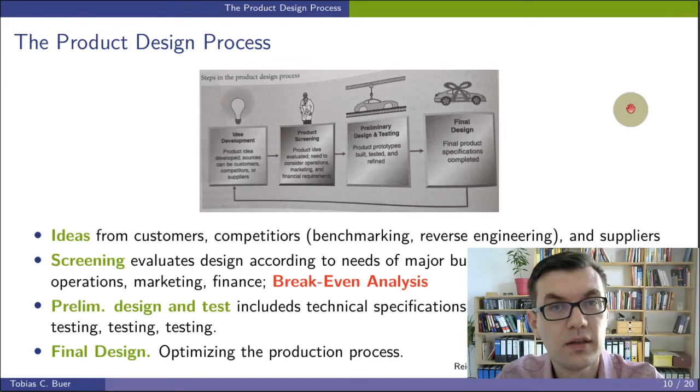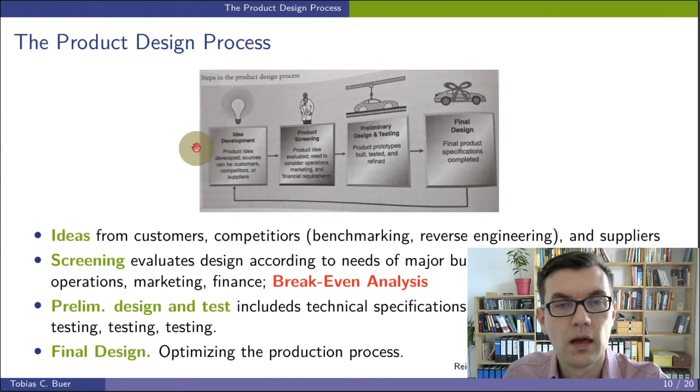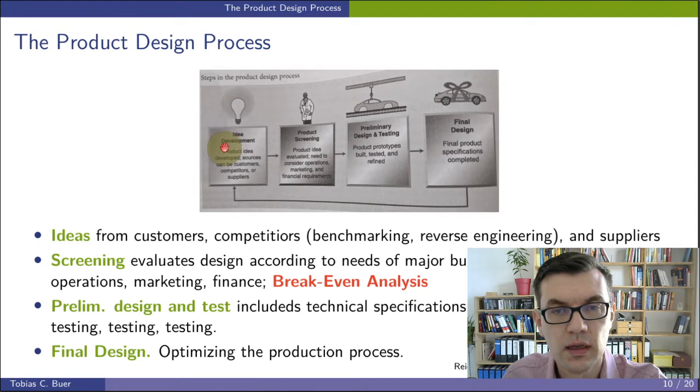How does a product design process look like? I'm going to introduce you to a four-stage process, and the most important part of this four-stage process is, as you can see from this picture, and the arrows used to connect these four different stages, we are again talking of a cycle. So once we develop the ideas, screen the product, have some preliminary design and testing, and arrive at the final design, we are not really finished with our design process.